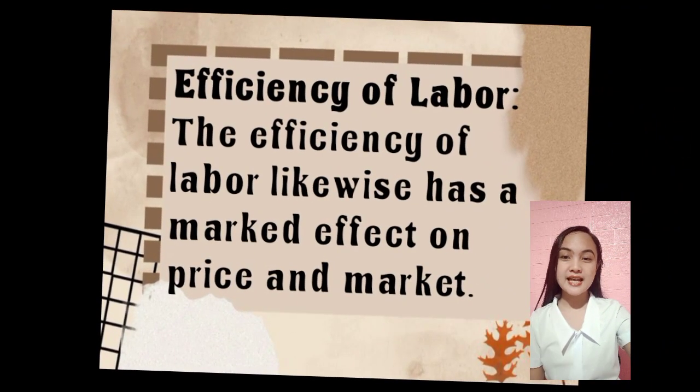So moving on to the next slide, we have here the efficiency of labor. The efficiency of labor likewise has a marked effect on price and market. When Mr. Henry Ford in 1914 set a $5 a day minimum wage for all workers, he took a step that assured him the peak of the mechanical skill in the country.